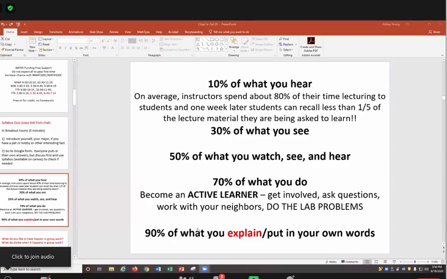The group work and the talking and explaining to each other is so important. So that's what this 90% is about. You remember it better if you have to explain it and put it in your own words. So we're going to be doing a lot of that this class.